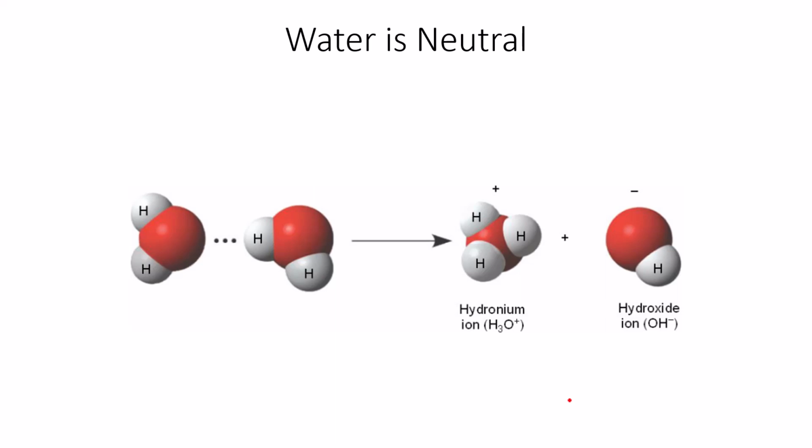So the first thing we need to do is talk about why water is said to be neutral. Water, as we talked about in the last video, is H2O. So you have one atom of oxygen and two atoms of hydrogen on every molecule of water. And so you can see that there is a water molecule on the left and a water molecule on the right. We also know, based on our last video, that water molecules are really good at creating hydrogen bonds.